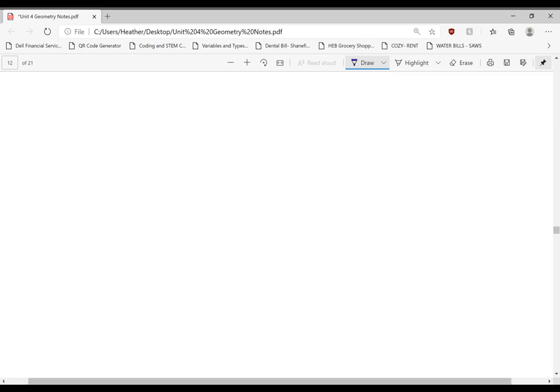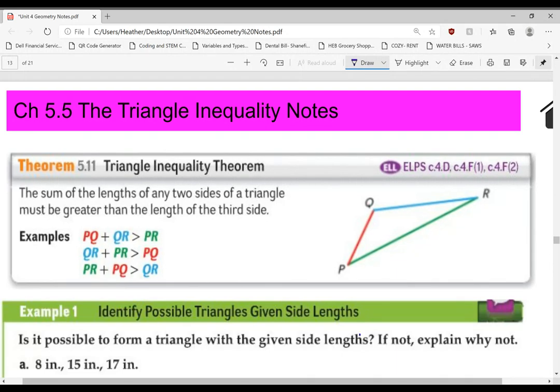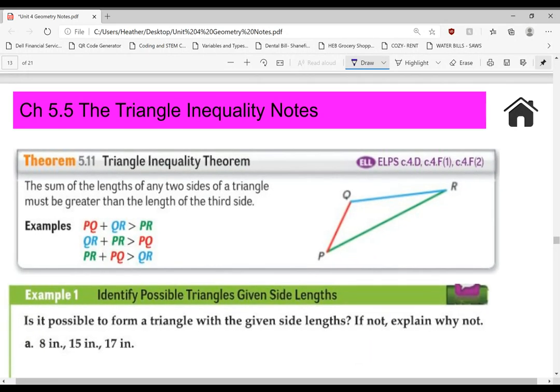Hi guys, we're going to start chapter 5.5, which is the triangle inequality notes. So let's look at the first theorem. We have the triangle inequality theorem.